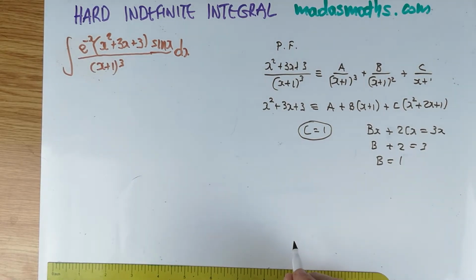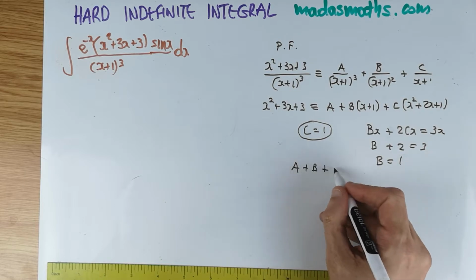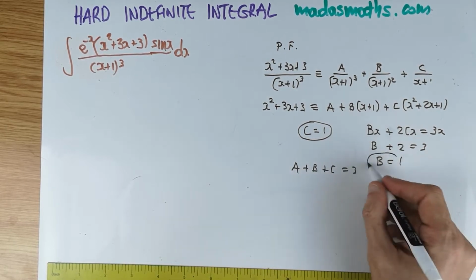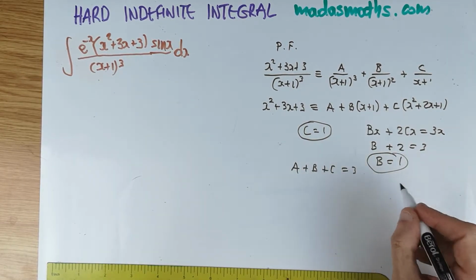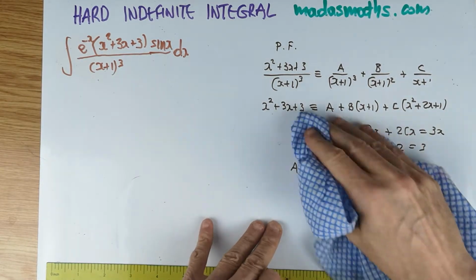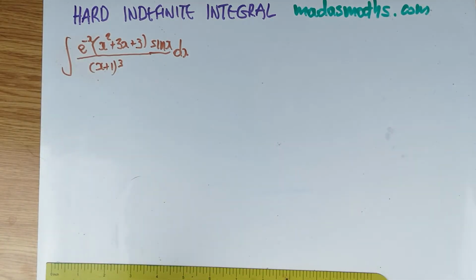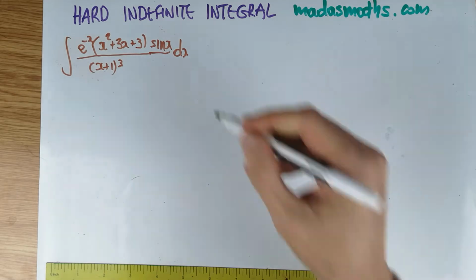And a is the constant, so a plus b plus c will be equal to 3. These are, of course, 1s, so they're all 1s. Okay, this didn't take too long to do. What have we achieved so far? We can actually rewrite this integral now.